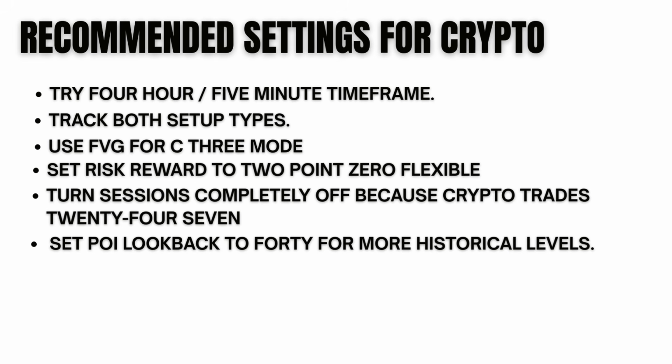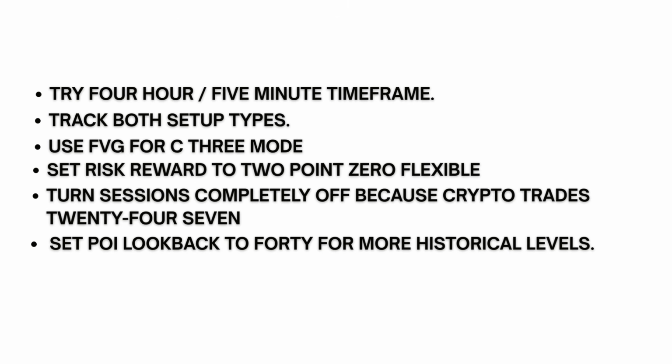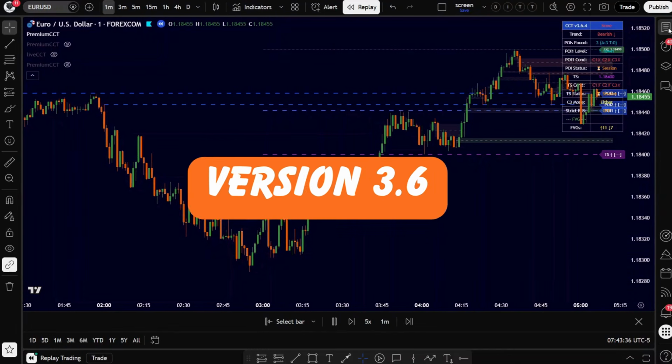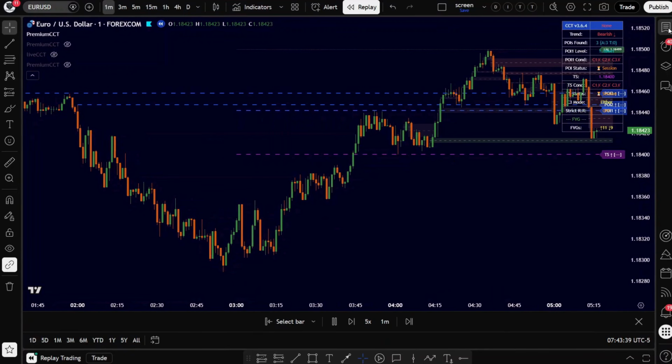Crypto markets trade around the clock, so session filtering isn't applicable. FVG mode works particularly well in crypto, and the longer look back captures more untouched levels from the volatile price history. Let's cover what's new in version 3.6 and why these updates matter.